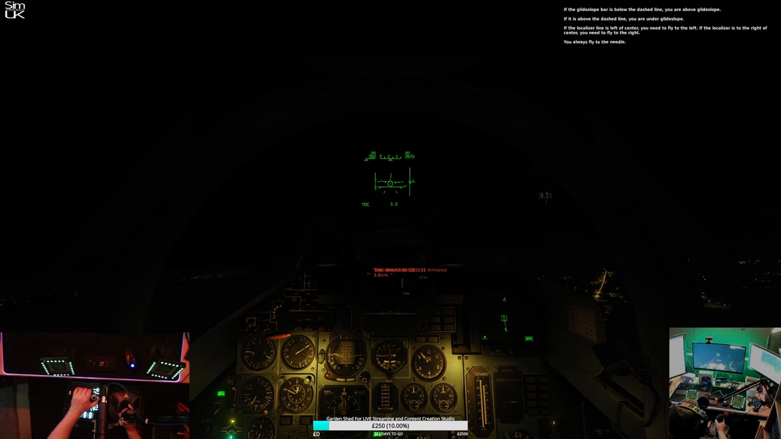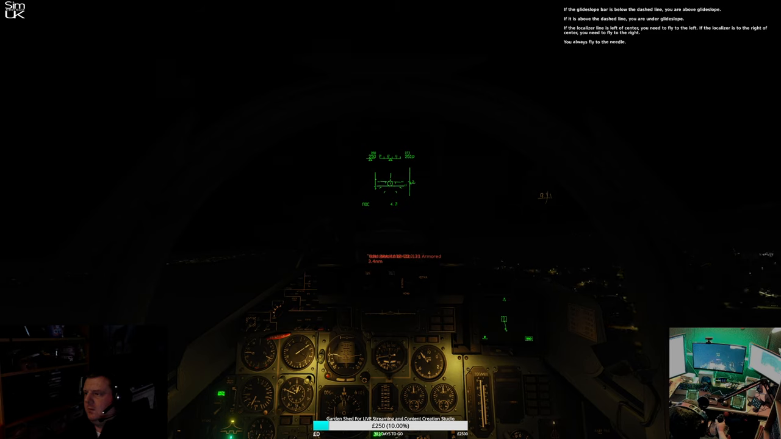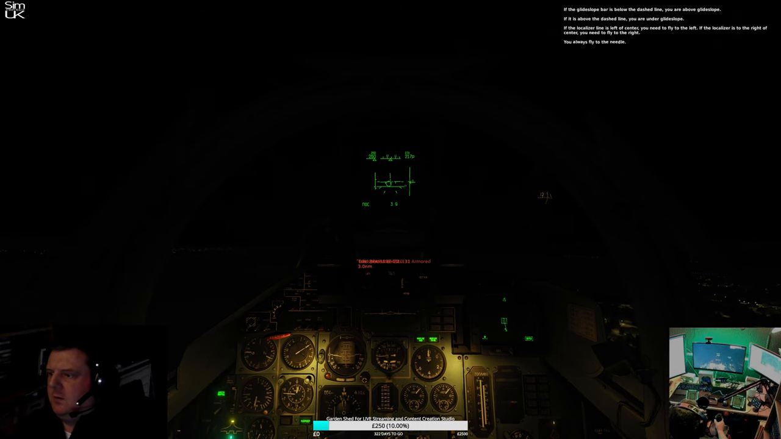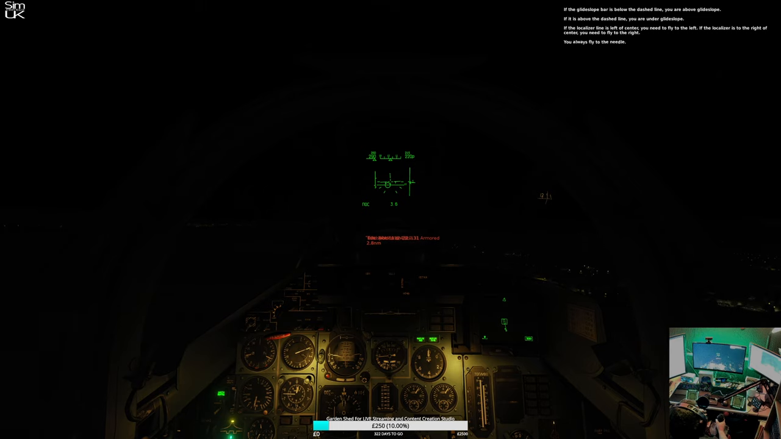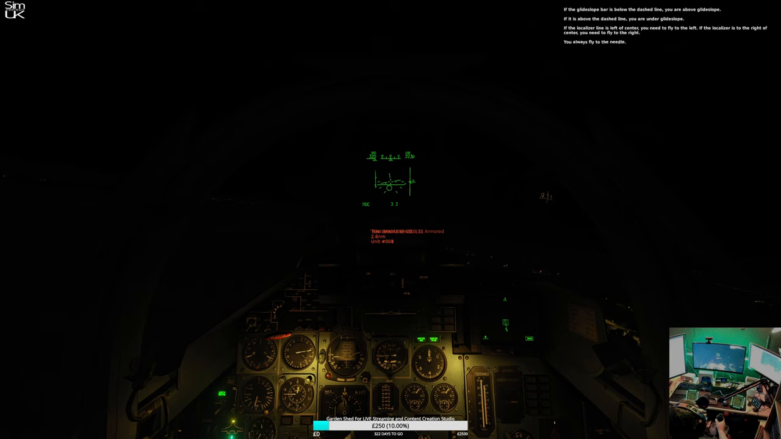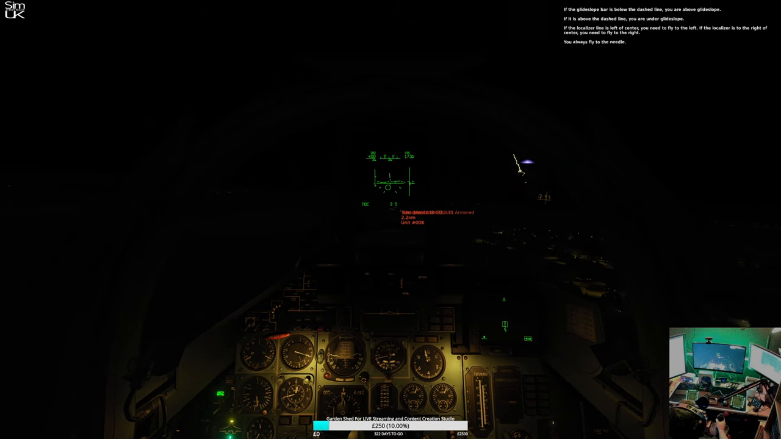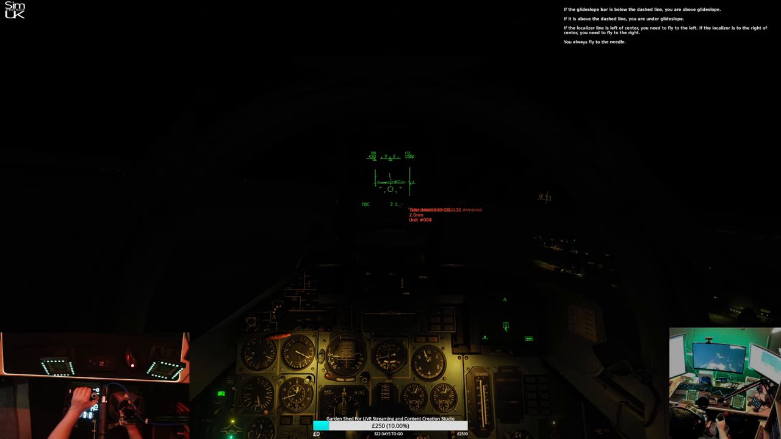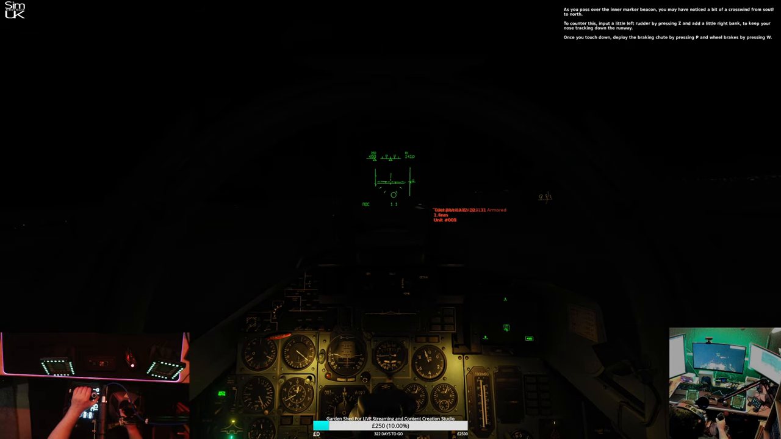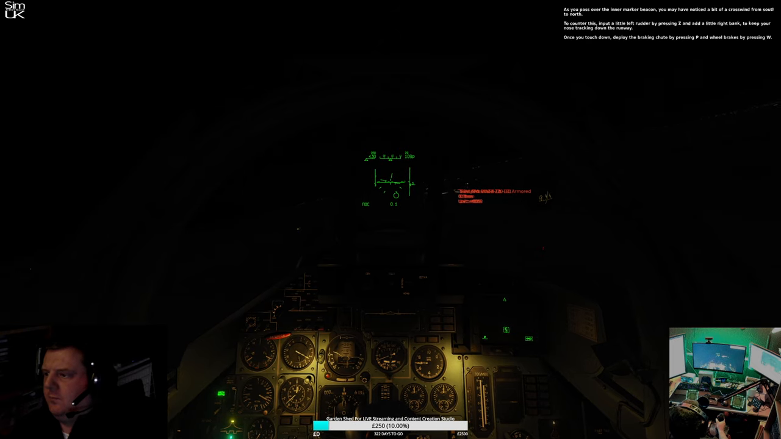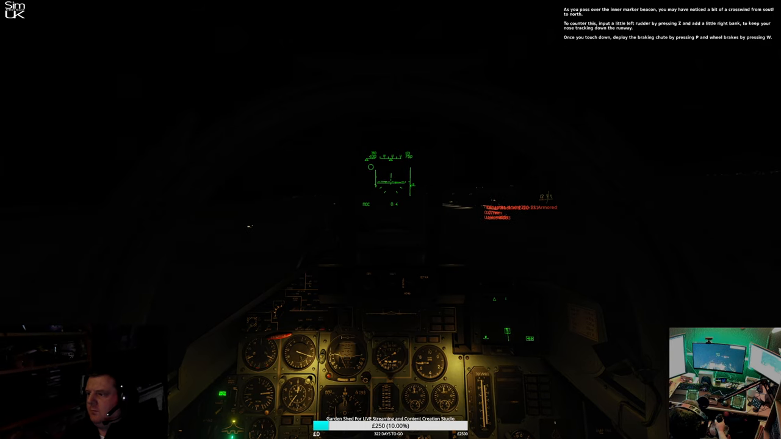If the glide slope bar is below the dashed line, you are above glide slope. If it is above the dashed line, you are under glide slope. If the localizer line is left of center, you need to fly to the left. If the localizer is to the right of center, you need to fly to the right. You always fly to the needle. As you pass over the inner marker beacon, you may have noticed a little bit of crosswind from south to north. To counter this, input a little left rudder by pressing Z and add a little right bank to keep your nose tracking down the runway.